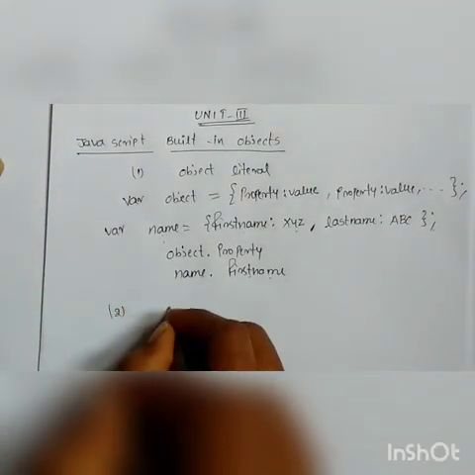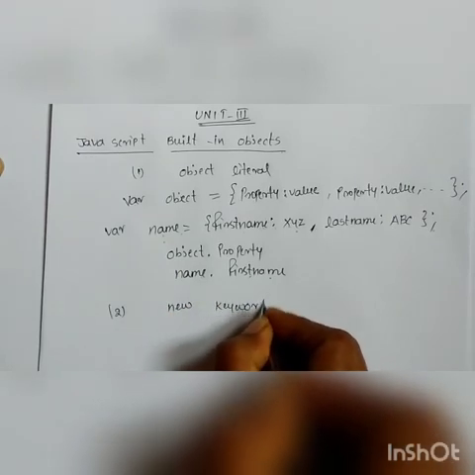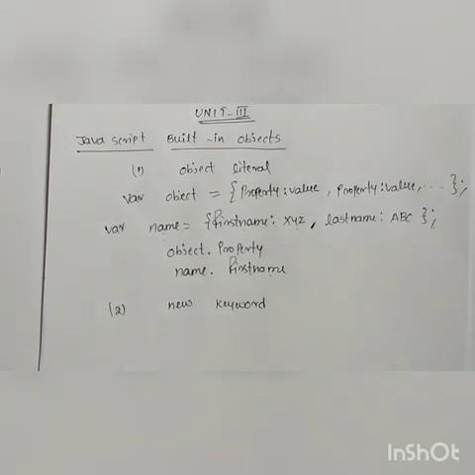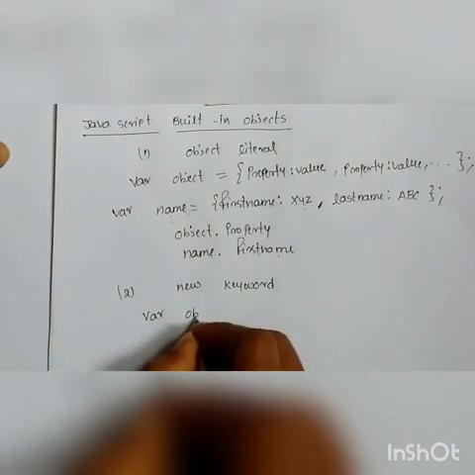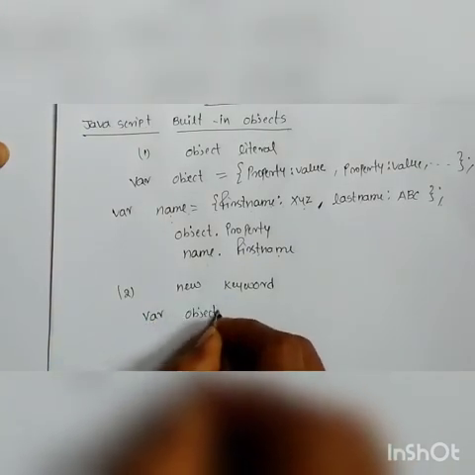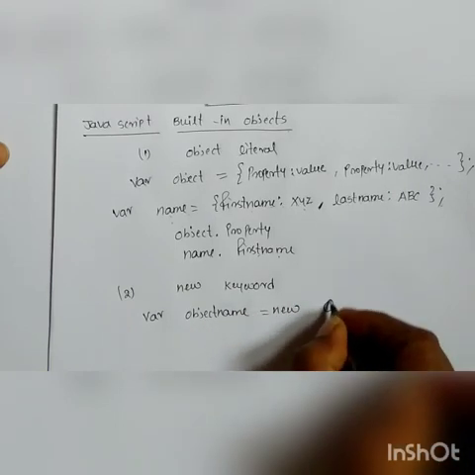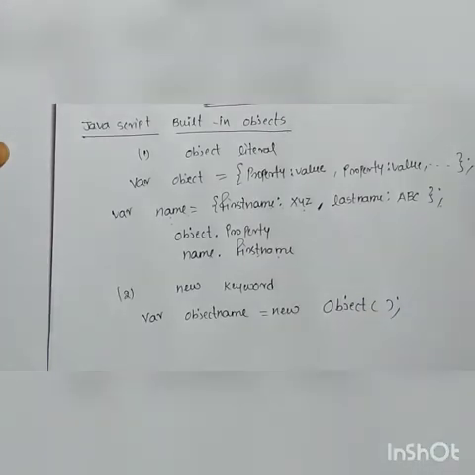And the second method is creating the objects using the new keyword. New is a keyword used for memory allocation for the objects. Let us take one example. The syntax is object name is equal to new keyword, and the class name here is Object. So this is the syntax for creating the objects.